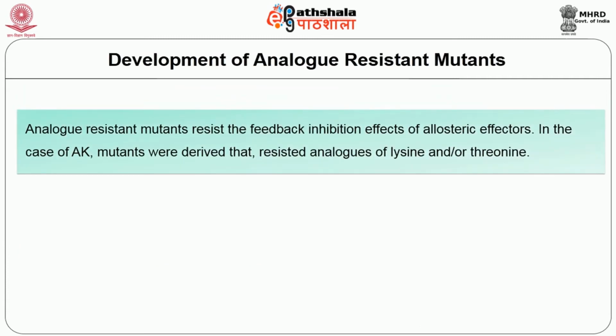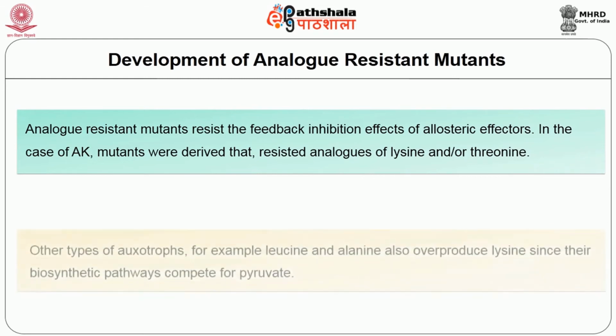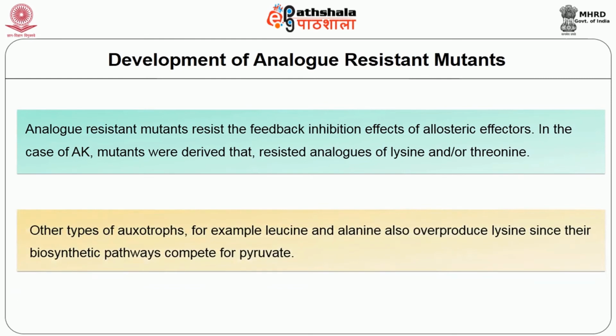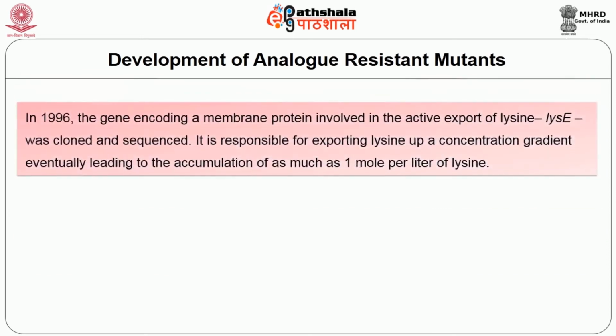Analog resistant mutants resist the feedback inhibition effects of allosteric effectors. In the case of aspartokinase, mutants were derived that resisted analogues of lysine and also threonine. Other types of auxotrophs, for example, leucine and alanine, are also overproduced by the lysine, since their biosynthetic pathways compete for pyruvate. In 1996, the gene encoding a membrane protein involved in the active export of lysine, that is LysE, was cloned and sequenced.